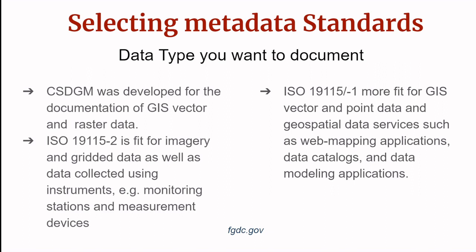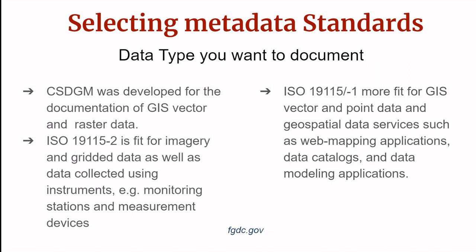So for instance, the CSDGM by the FGDC was typically developed to document GIS vector and raster data. The ISO 19115 series part 1 was actually fit for vector data more than raster data, and so it wasn't good enough for imagery. That's why ISO 19115 series part 2 came, so that you can provide comprehensive metadata for raster datasets.